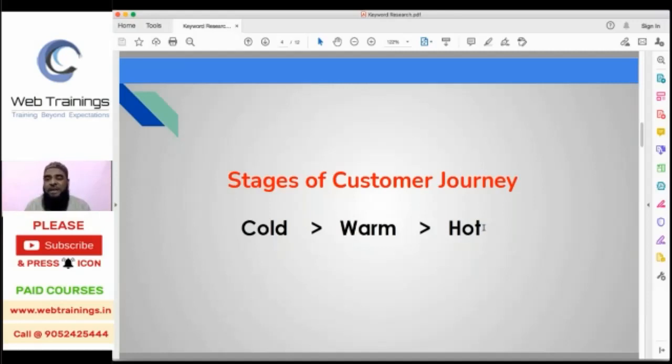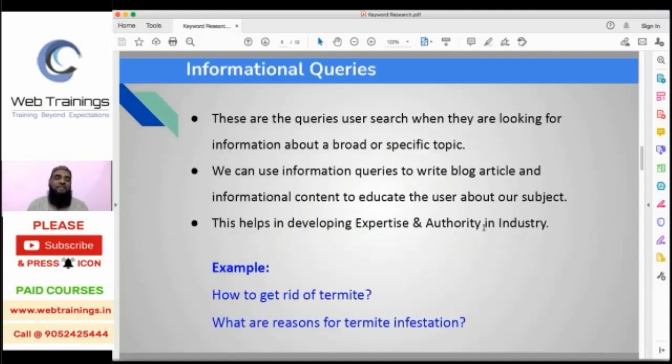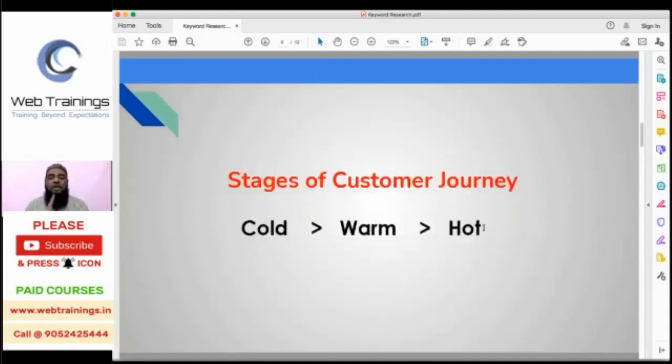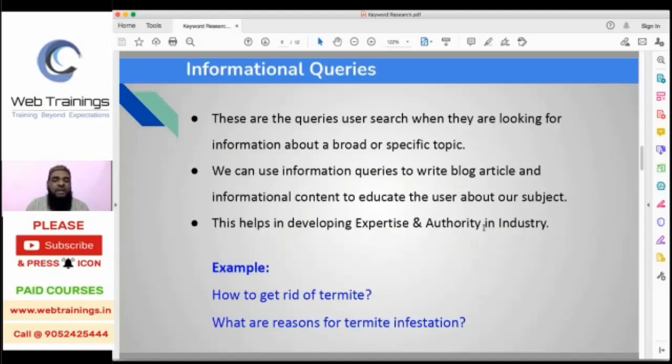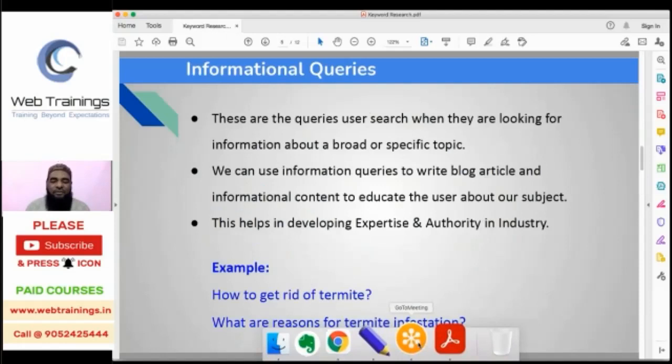So to understand the behavior of the user based on where he is, based on what he's actually accessing, we also have one very interesting concept, which is basically called types of keywords. Based on the audience, based on where they are right now, we can understand the type of queries they have. Generally, cold, warm, and hot. In these 3 sections, the queries are divided into 3 types of queries.